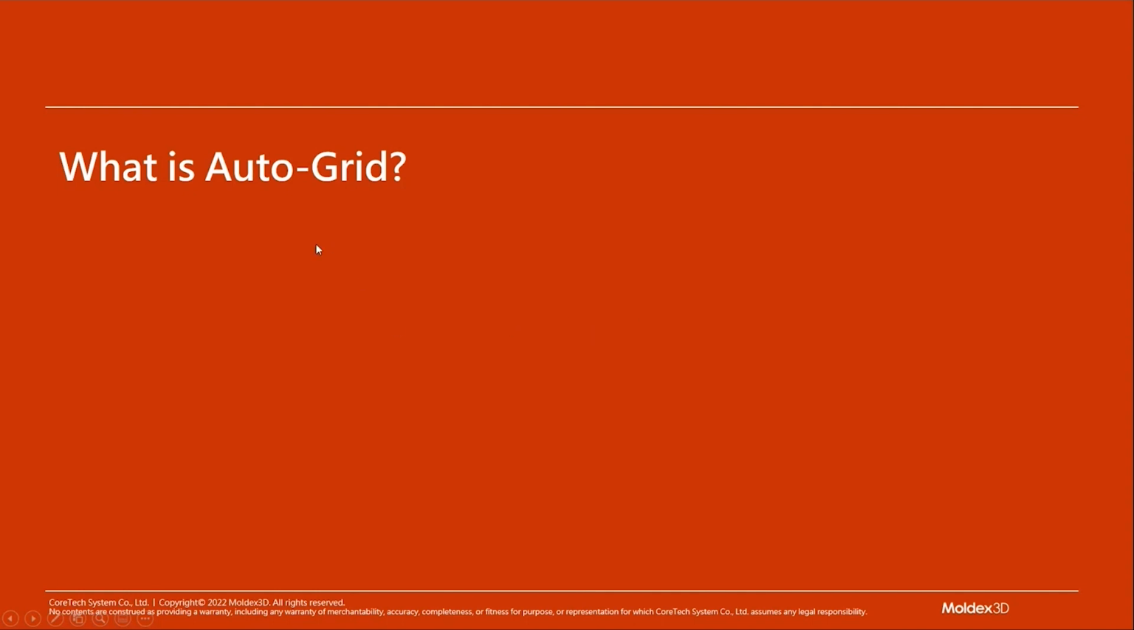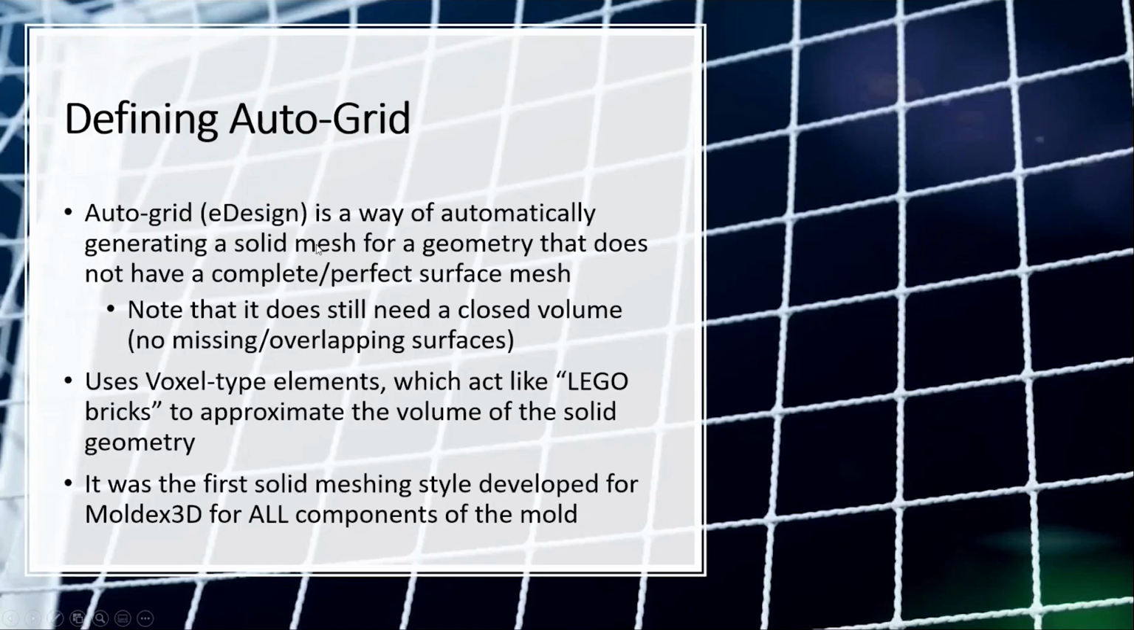All right, so starting off here with AutoGrid. AutoGrid, or eDesign as it's more commonly referred to. eDesign is kind of the style in the front space of the software, and AutoGrid is kind of behind the scenes. But they're both the same sort of style.